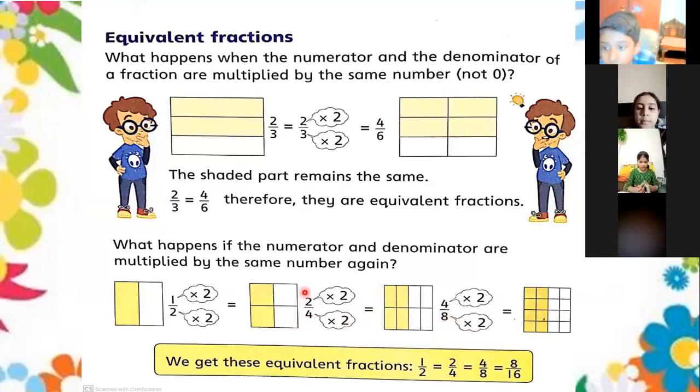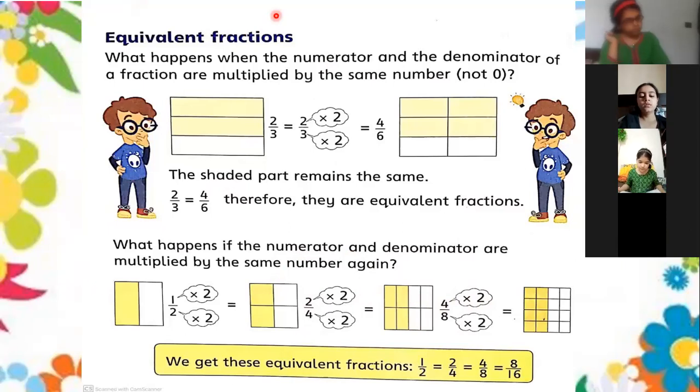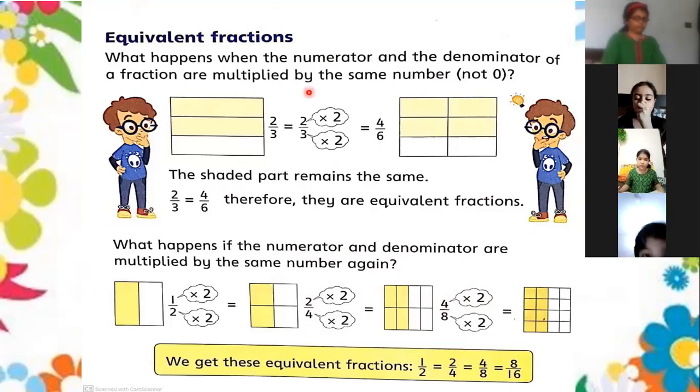The value of these fractions looks different. See, here 2 upon 4 and here it is 4 upon 8. The numbers are different, but the proportion is same. Here the shape is now further divided into 8 equal parts, out of which 4 parts are shaded. Beta, if you have any problem, you can ask me in the chat box, okay?